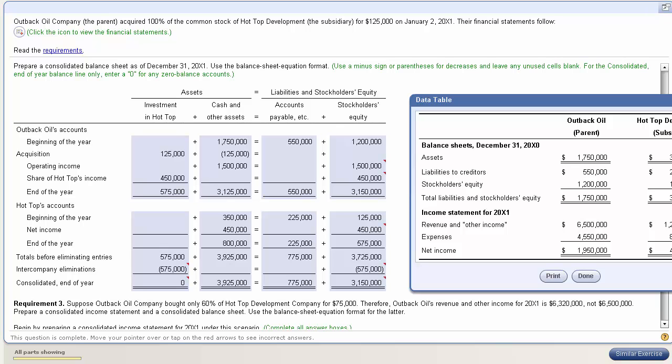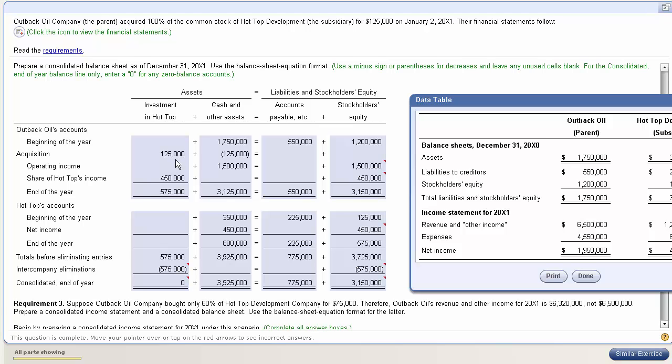Okay, next they ask us to prepare the consolidated balance sheet, and they say use the balance sheet equation format. And you can see the results here. We've got the investment in Hot Top listed as one column, cash and other assets listed as another, and we've got Outback Oil's accounts on top and Hot Top's accounts on bottom. I'm having a tongue twister saying that. So what you know is they invested $125,000, so they've got an investment in Hot Top.